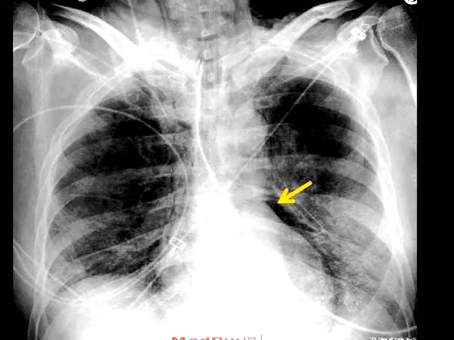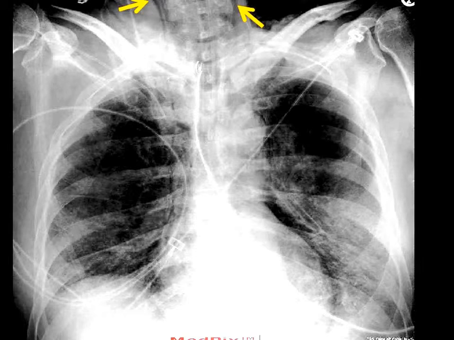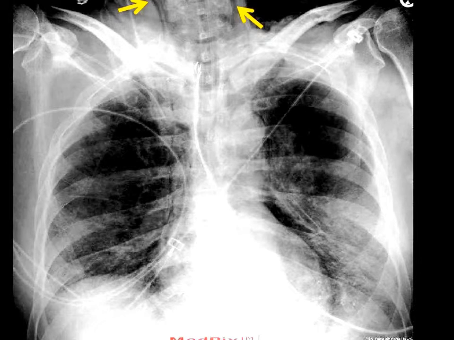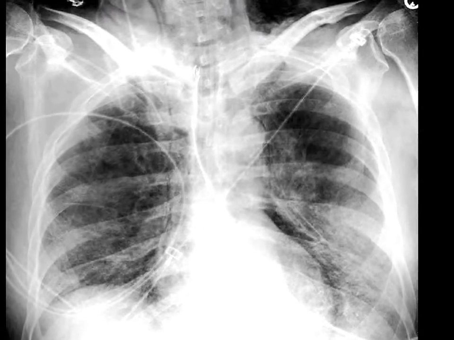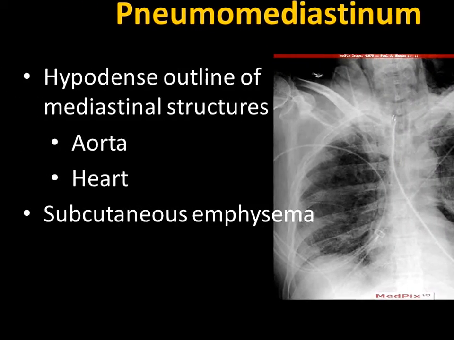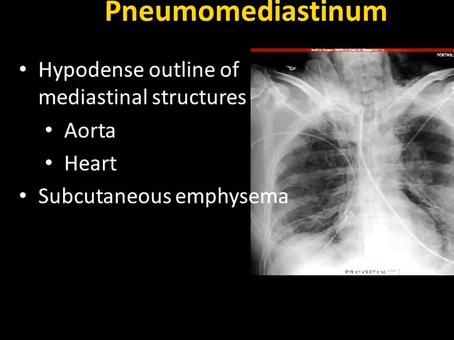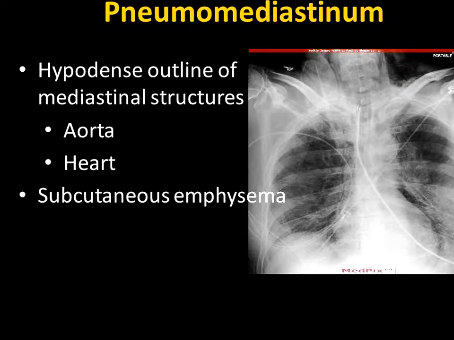We can see the ET tube in the trachea, but one of the things that stands out initially is this hypodense outline of the mediastinal structure, the left heart border, and also these hypodense lines indicating subcutaneous emphysema in the neck. This is a form of barotrauma. This is pneumomediastinum. Again, we saw a hypodense outline of the mediastinal structures. Specifically, we saw an outline of the left heart border. We also saw subcutaneous emphysema. We saw it in the neck bilaterally.